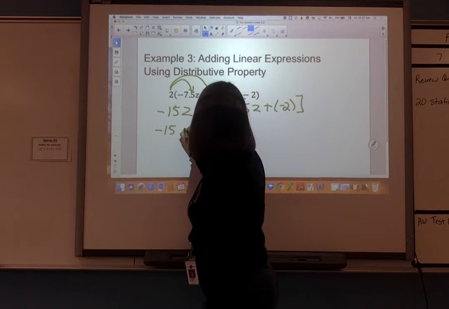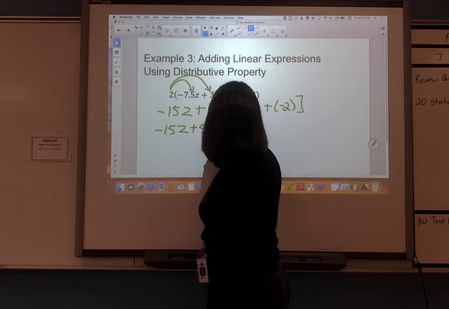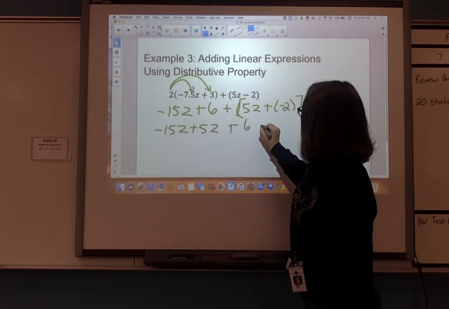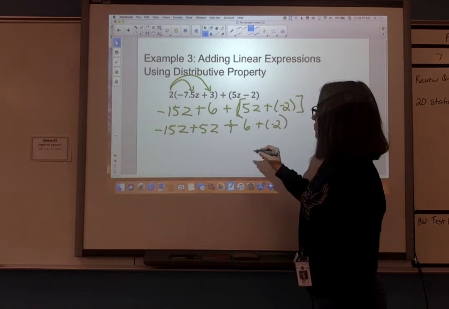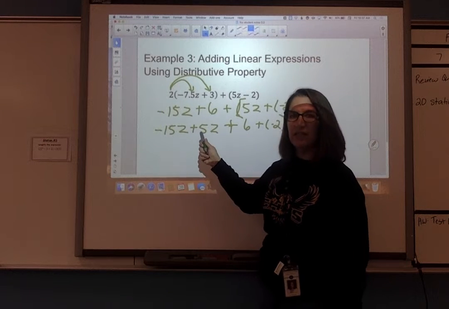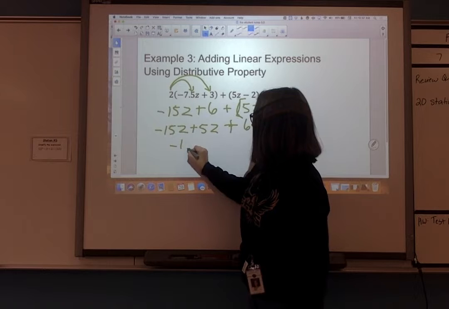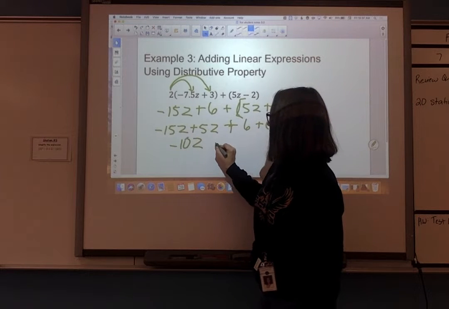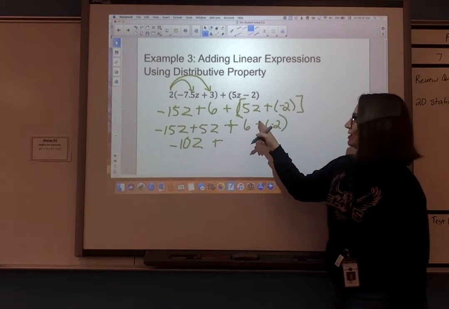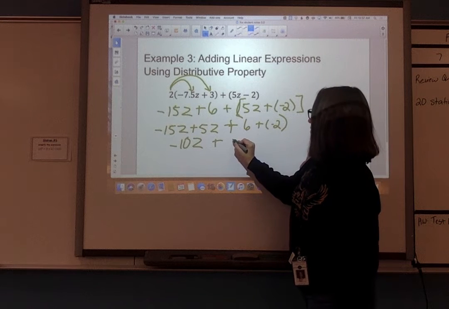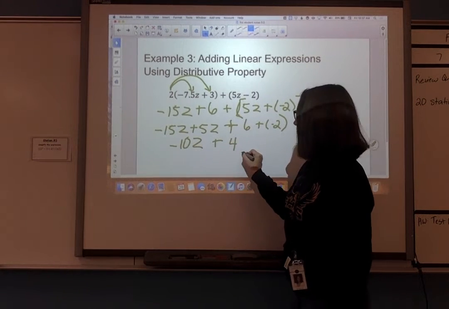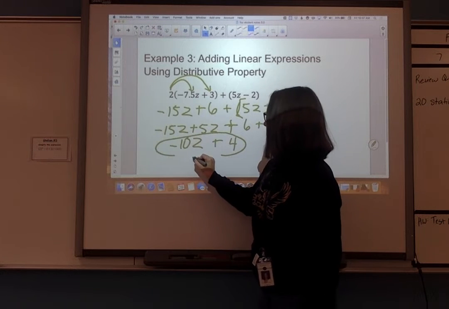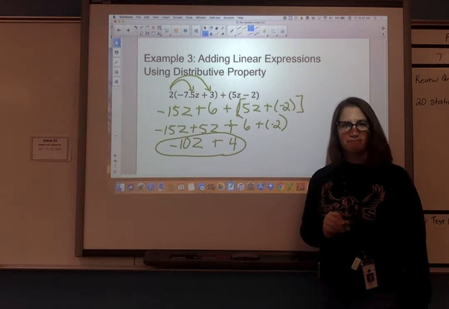Negative 15z plus 5z plus 6 plus negative 2. Negative 15z plus 5z is negative 10z, plus 6 plus negative 2 is 4. So negative 10z plus 4 is my sum.